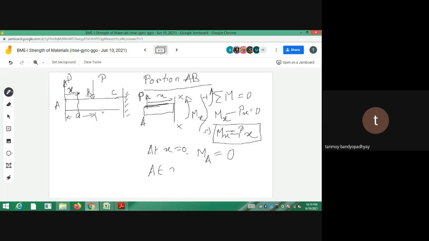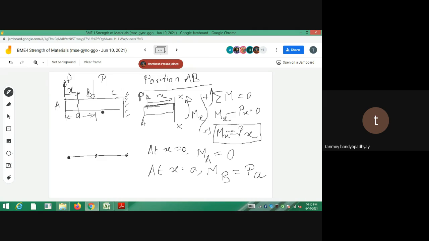At x is equal to small a, what should I have? At x is equal to small a means M_B. So that should be equal to P into small a. So what is this variation? This is a straight line. So now let me draw the bending moment diagram. I am just drawing the bending moment diagram. I am marking off points corresponding to this. This is the point corresponding to B, and this is the point corresponding to A.